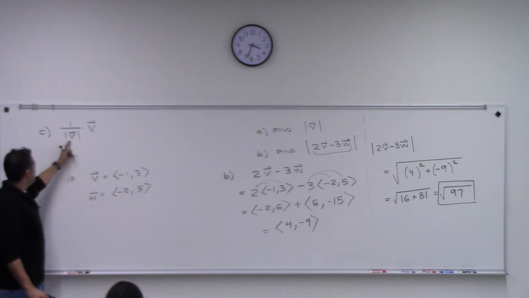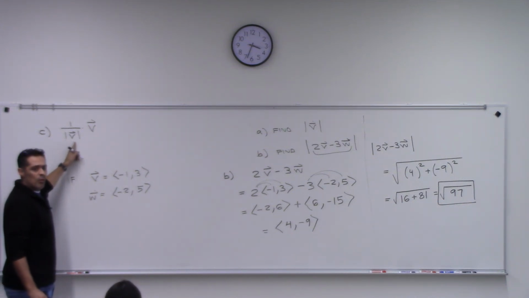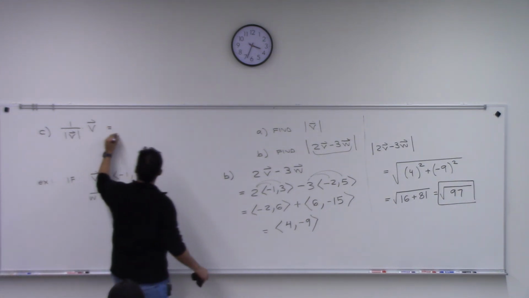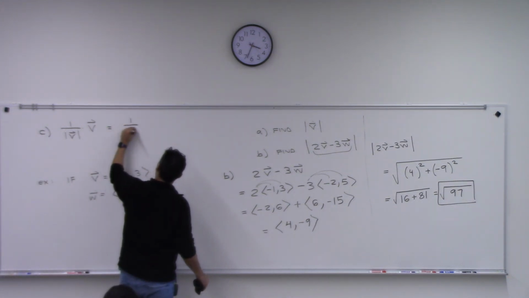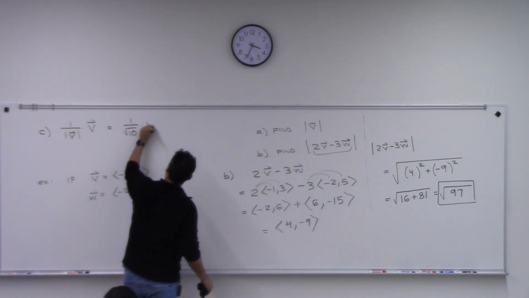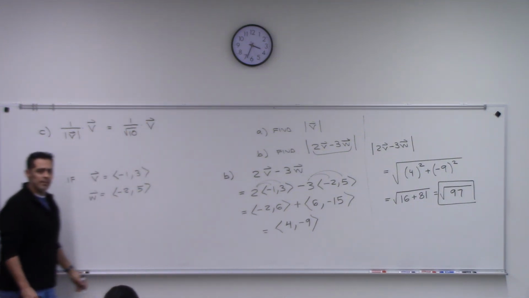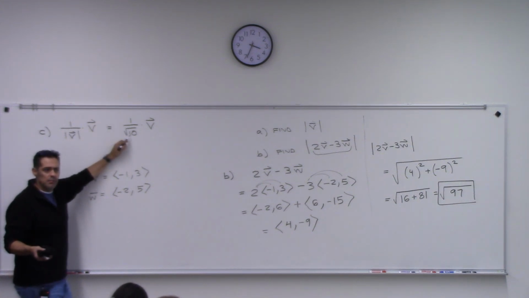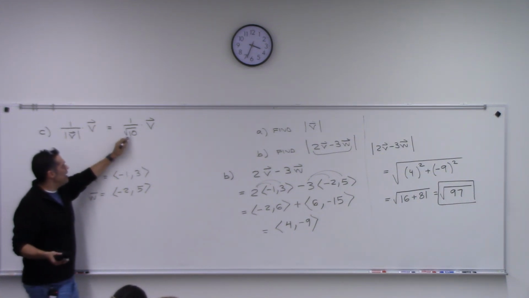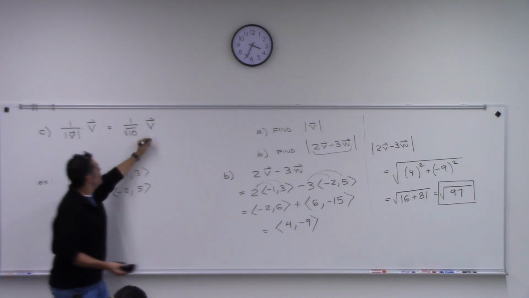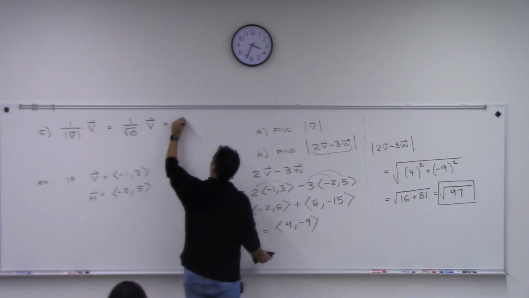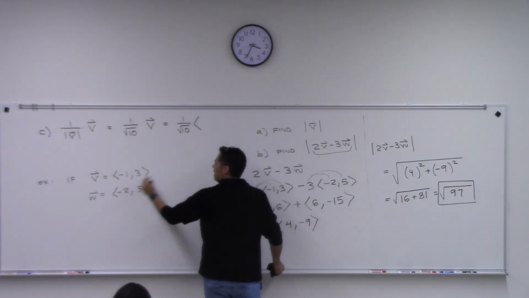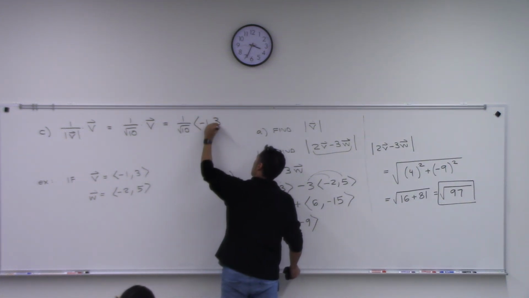But wait a minute, didn't we find out the magnitude of V earlier? What was the magnitude of V? We did that in part A. Square root of 10. So isn't this 1 over the square root of 10 times the vector V? Yes. Do you all agree that 1 over root 10 is just a number? It's just a number, and I'm multiplying that number times my vector. So I'm going to write it like this: 1 over root 10 times the vector V, which is negative 1, 3.